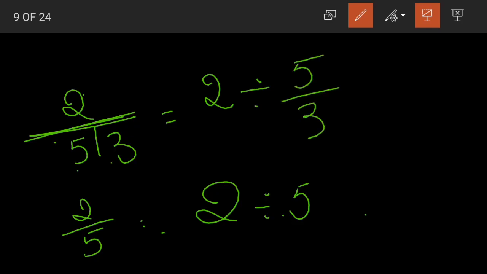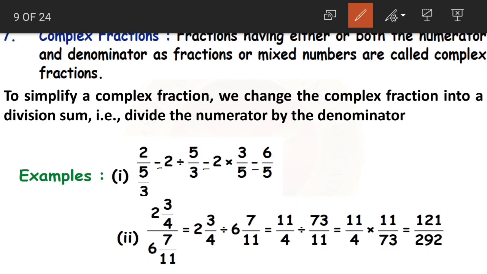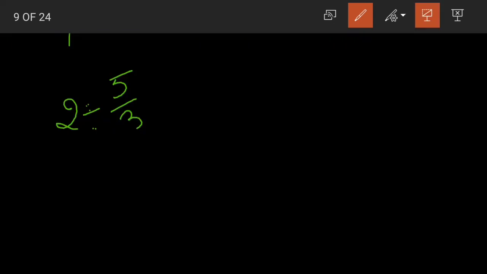Clear students? What is the first step to do? The first step is to divide the numerator and denominator. So first we write it in division form: 2 divided by 5 by 3.